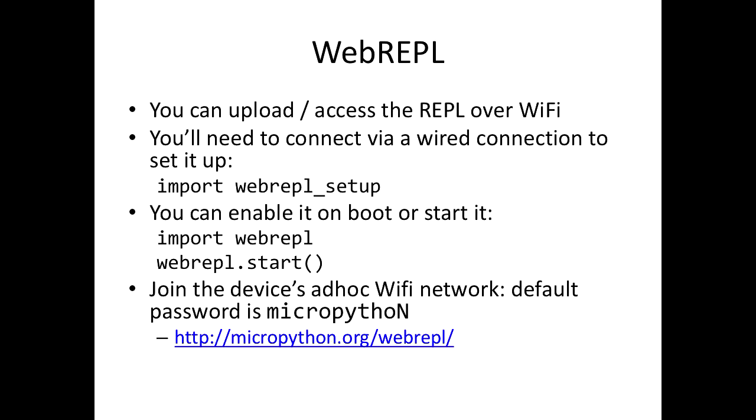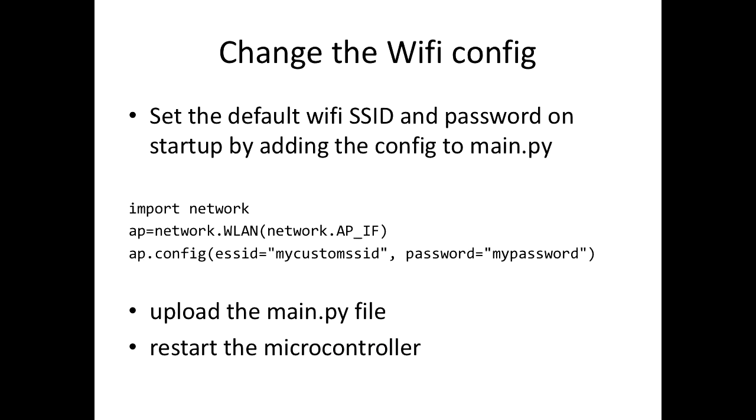When you set up your device at first, it will be set up with an ad hoc Wi-Fi network, and the default password is MicroPythoN with a capital N. It's a really good idea to change that, especially if you're coming to something like this, so that someone doesn't hack into your device while you're in the middle of a demo. It has happened. So this is how you do that. You just set it up in the main.py and upload that onto your board, and then you're good. You've at least got a different password. Probably they can still hack into it, but it might take them a bit longer.